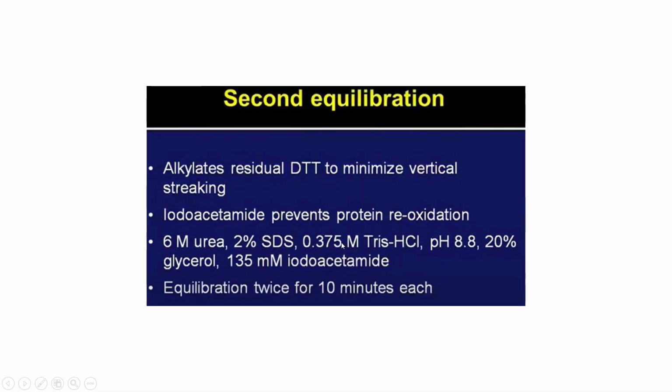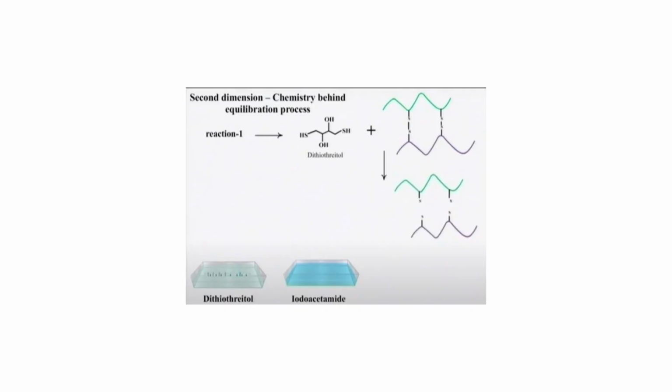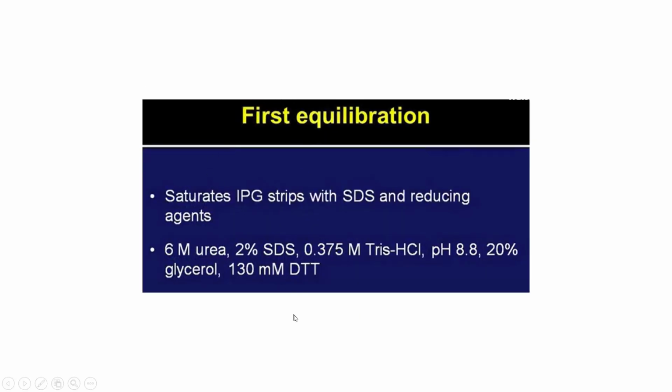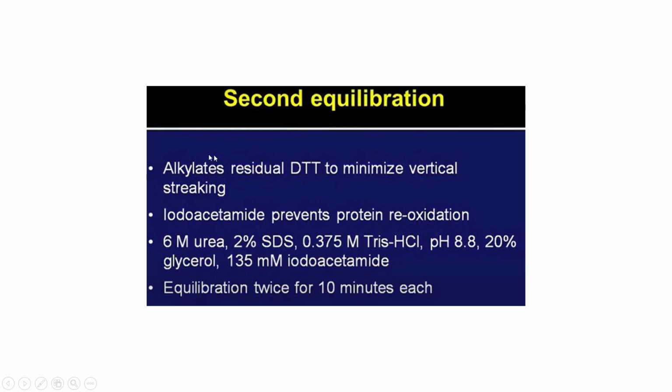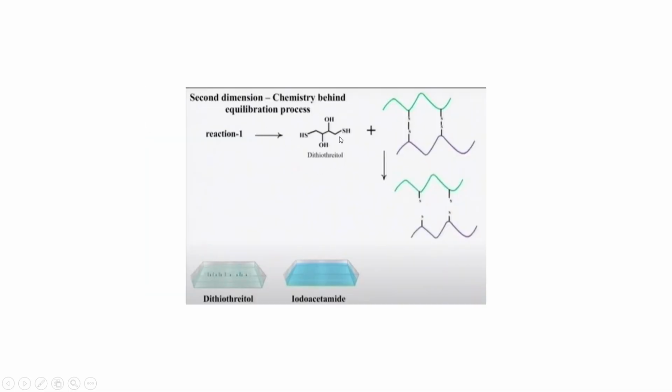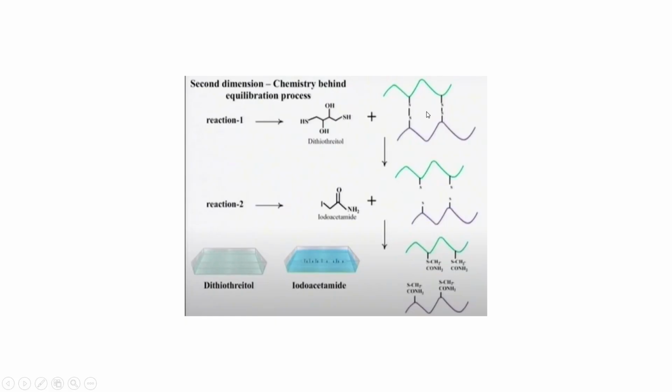SDS will give a negative charge to the protein, and DTT will reduce it. An alkylating agent like iodoacetamide will alkylate the reduced proteins. This specific step is equilibration. You need to do it twice, 10 minutes each, the first equilibration and second equilibration. So if this is your specific protein, you add the DTT to it, which will break the disulfide bonds. Now it is separated.